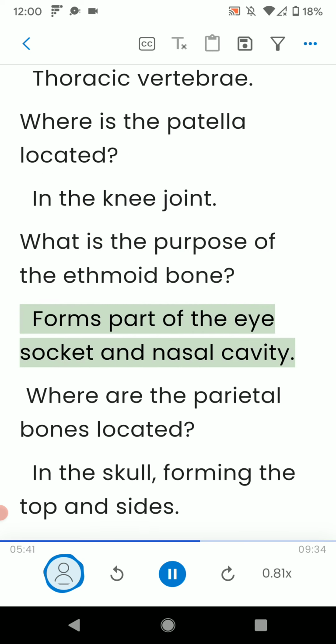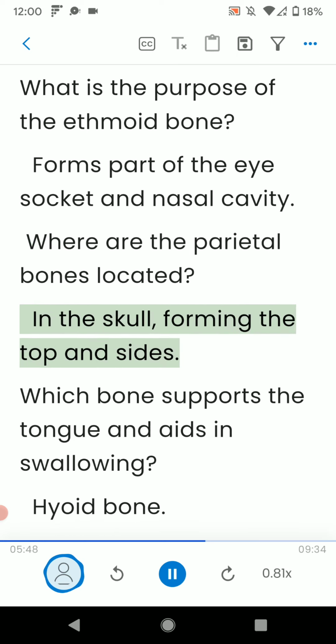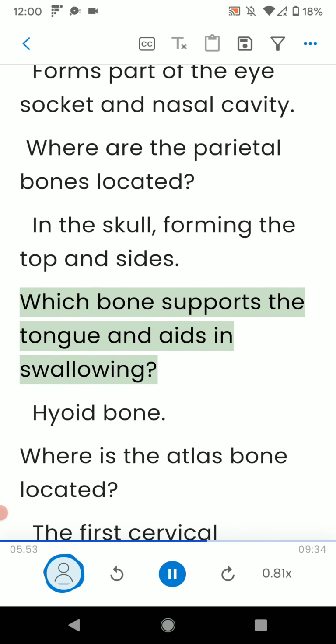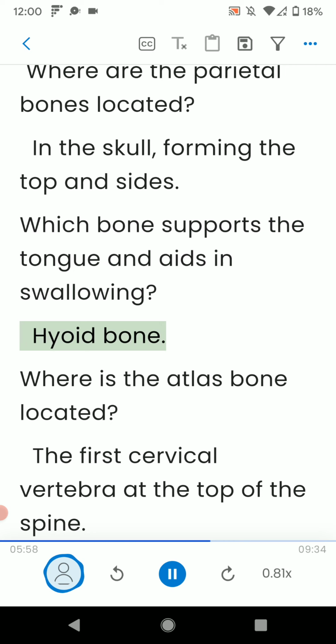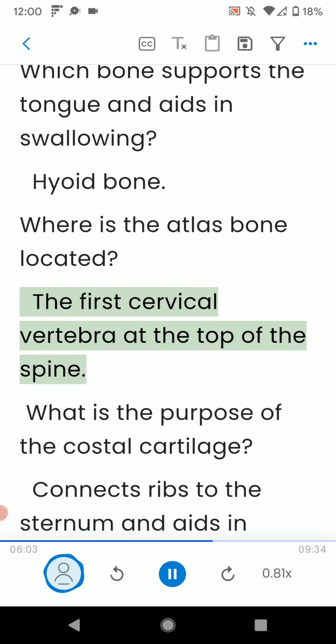Forms part of the eye socket and nasal cavity. Where are the parietal bones located? In the skull, forming the top and sides. Which bone supports the tongue and aids in swallowing? Hyoid bone. Where is the atlas bone located? The first cervical vertebra at the top of the spine.